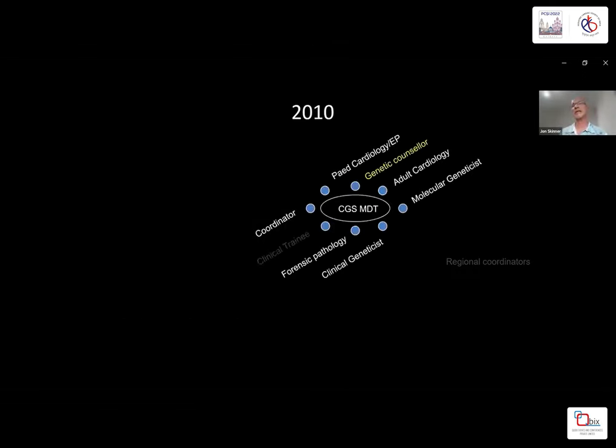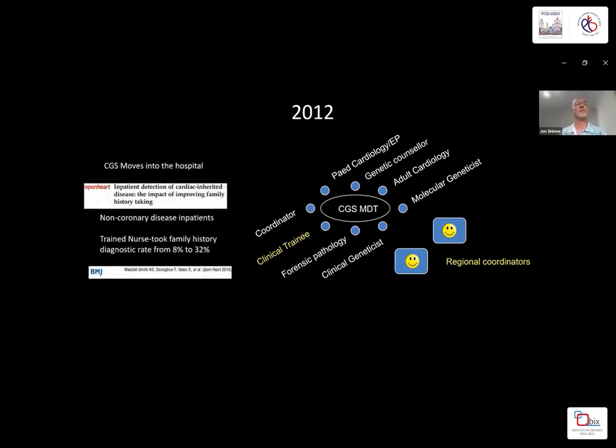In 2010, a genetic counselor joined full-time onto our panel, and we had regular multidisciplinary team meetings. We had regional coordinators now in 2012 from 2 other regions across New Zealand, and we had a clinical trainee who joined us, Catherine Waddell-Smith. And while she was working with us, she helped move the Cardiac Inherited Disease Service actually into the hospital. And by the regional coordinators being part of the inpatient management, they started to detect inherited heart disease amongst adults who were sitting on the ward with their non-coronary disease, their dilated cardiomyopathy or their syncope. And by just taking a good family history, we were able to raise the diagnostic rate of inherited conditions from 8% up to 32%.